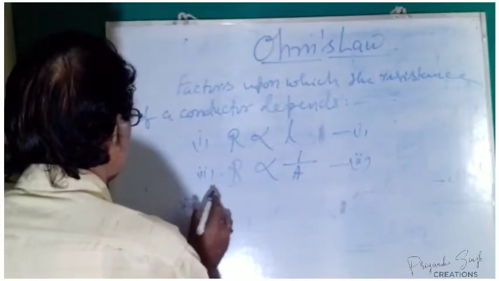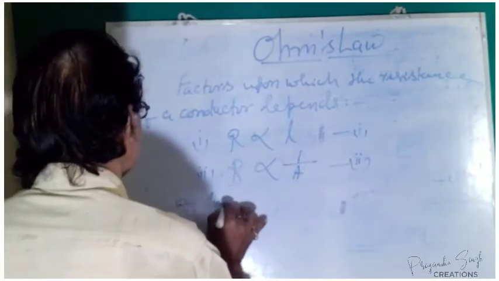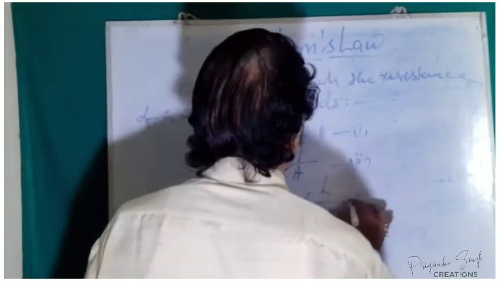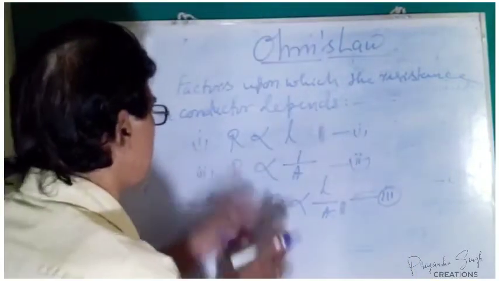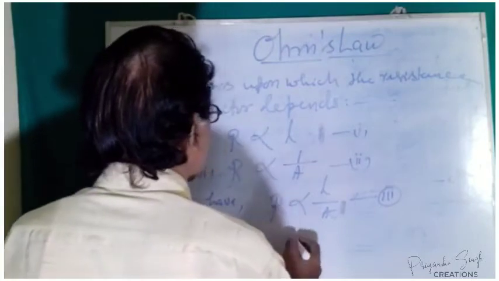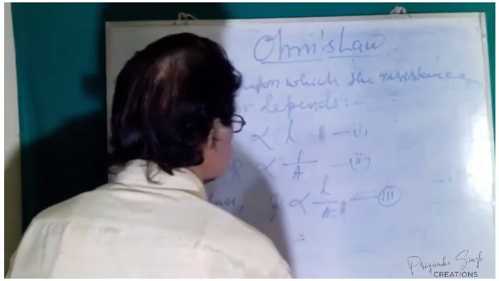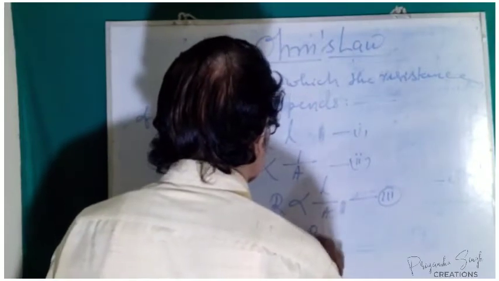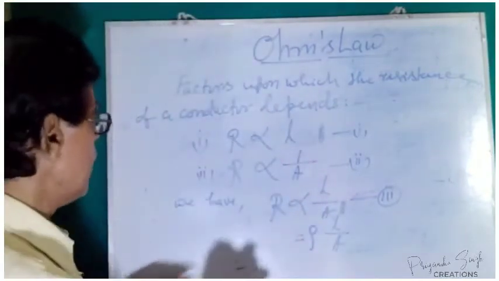Now, if we combine both the relations together, we may write, we have R varies as L by A. This is the third relation, that is combined relation. If we remove the proportionality sign, we have to put a constant of proportionality. This constant of proportionality is written as rho. Means R is equal to rho into L by A.